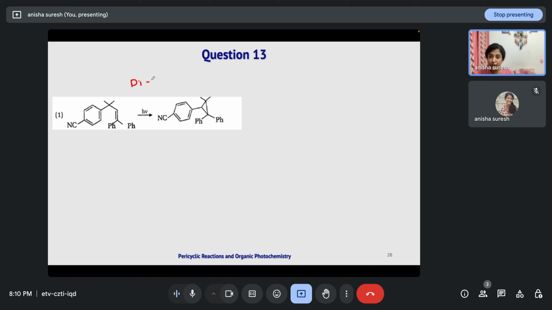So this is an example of di-pi-methane rearrangement. Under photochemical excitation, a diradical will be formed. Ph, Ph. This alkene will result in the formation of the diradical upon excitation. So this radical will react with this double bond, leading to formation of a cyclopropane, and the aromaticity of the benzene ring will be lost.